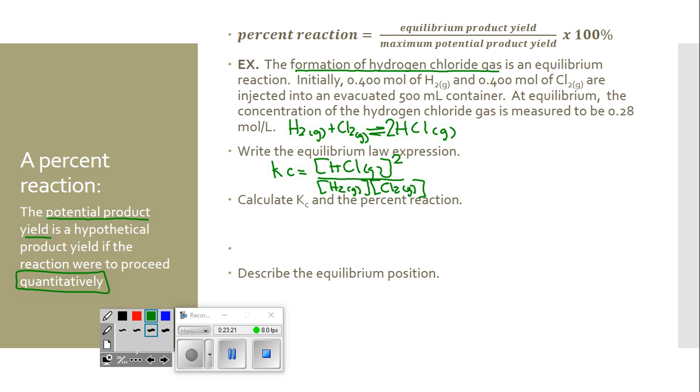Now, it tells me to calculate Kc and the percent reaction. And so I want you to be really careful when you're calculating Kc. This represents equilibrium. I don't know what the concentration at equilibrium is for either of those or for any of those gases. I know what I had at the beginning, and then I know what my product is in terms of concentration at the end. So to calculate Kc, first I need to do an ICE table to figure out what the equilibrium values actually are.